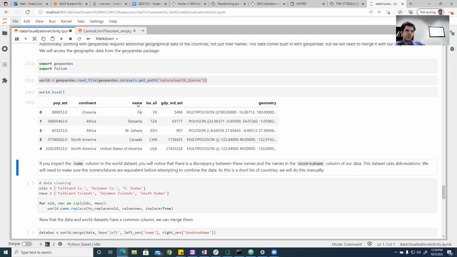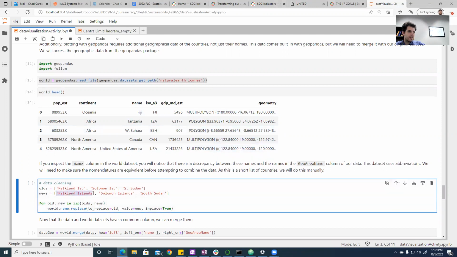Now, there are some problems, though. There are different nomenclatures, right? So in the first data set, they don't use abbreviations. And in our new data set here, they do. So they abbreviate Solomon Islands like this. So this is one of the most annoying parts of data science in general, is you'll have data sets that aren't compatible. So you'll have to manually go through and make sure that they align, right? So every time I see Solomon Islands abbreviated, I'll have to go and spell it out like this. This can be done manually, and I did it.